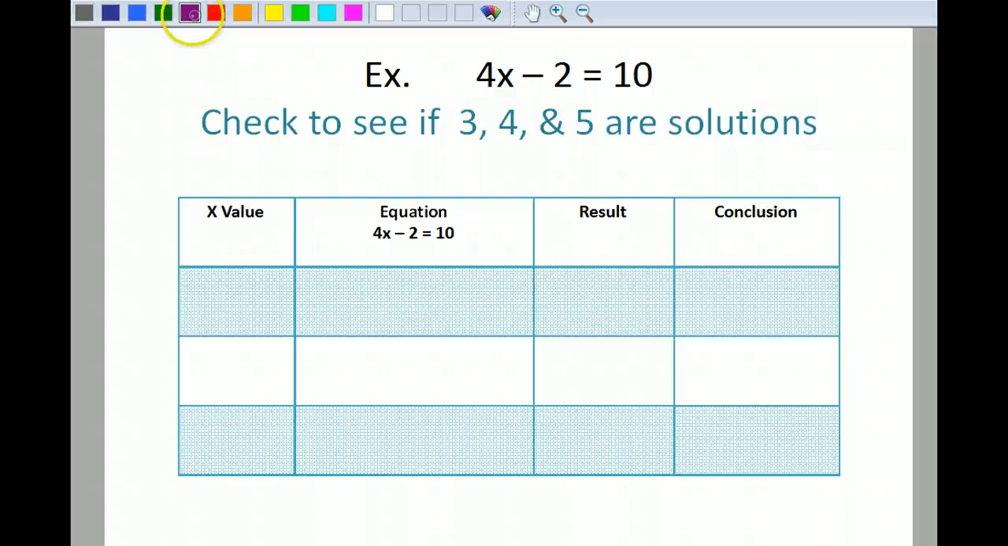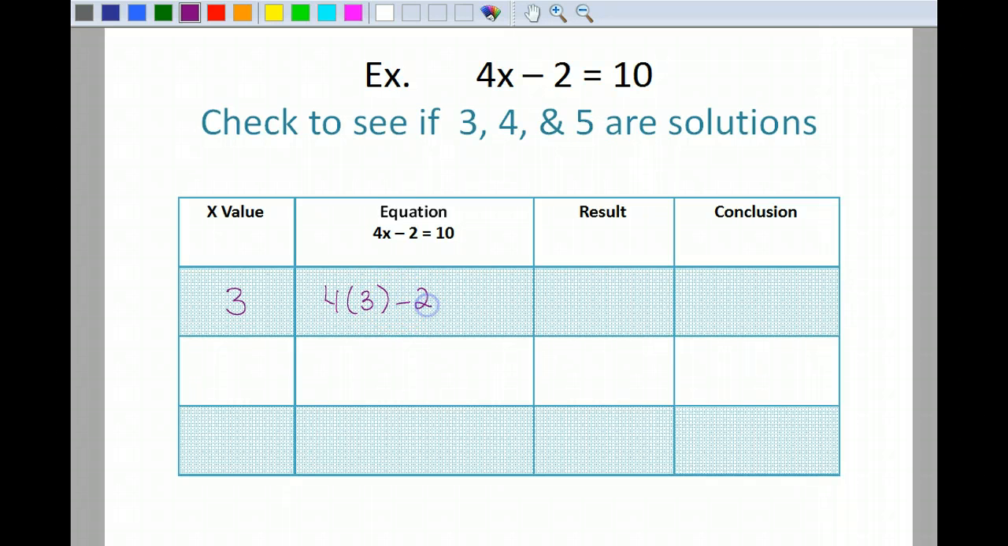So let's start off with 3. Everywhere I have x, I'm going to plug in 3. So I have 4 times 3 minus 2 is equal to 10. 4 times 3 is 12. Minus 2. Okay, what's 12 minus 2? 10. Is 10 equal to 10? Yes, so this is a solution. Let's try the next one.